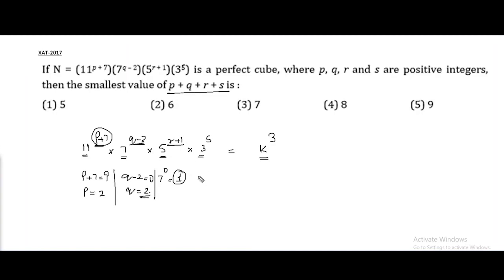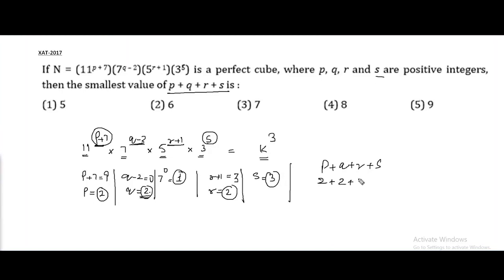This, obviously, I have to take at least 3. No, I cannot take it 3, otherwise r plus 1 is 3, so r will be at least 2, correct? Can I take it as 0? No, I cannot take 0 because they are positive integers. So s I have to take at least 3. So these are the minimum possible values of p, q, r and s. And what is the answer? Answer is 2 plus 2 plus 2 plus 3. Answer is 9.